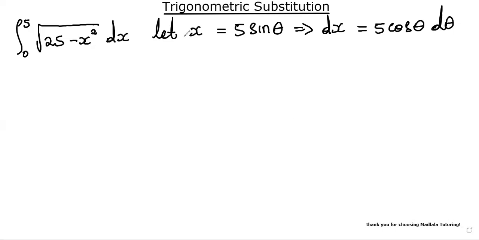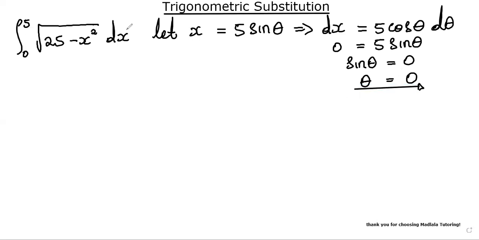And since we are moving from x to theta, it makes sense for us to change our limits of integration and express them in terms of theta. So how will they look? Well, for the lower limit, that's when x is 0, and this is equal to 5 sine theta. Then we divide both sides by 5. So we find that the sine of theta is 0, and the arcsine of 0 will also be 0. So this is our lower limit.